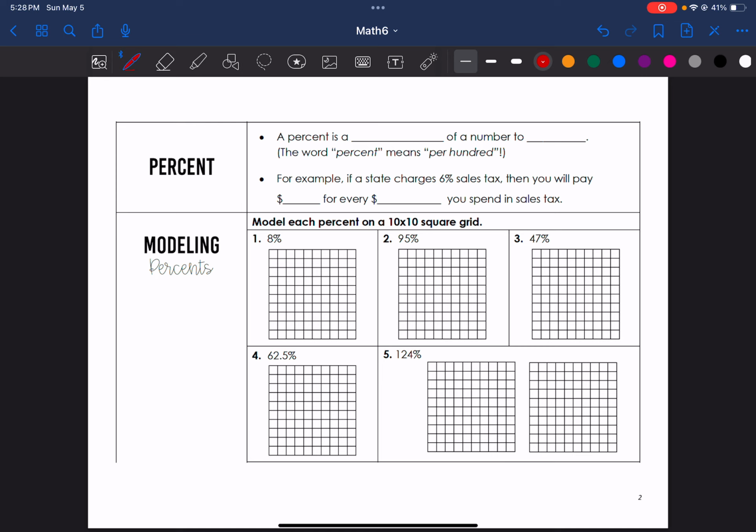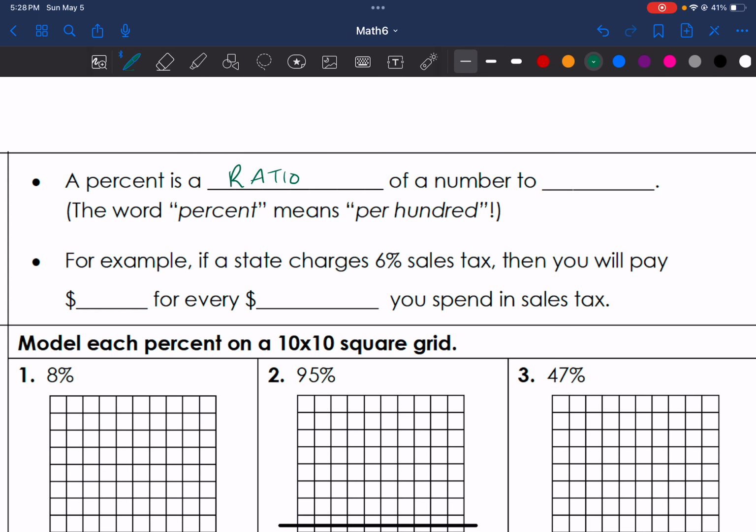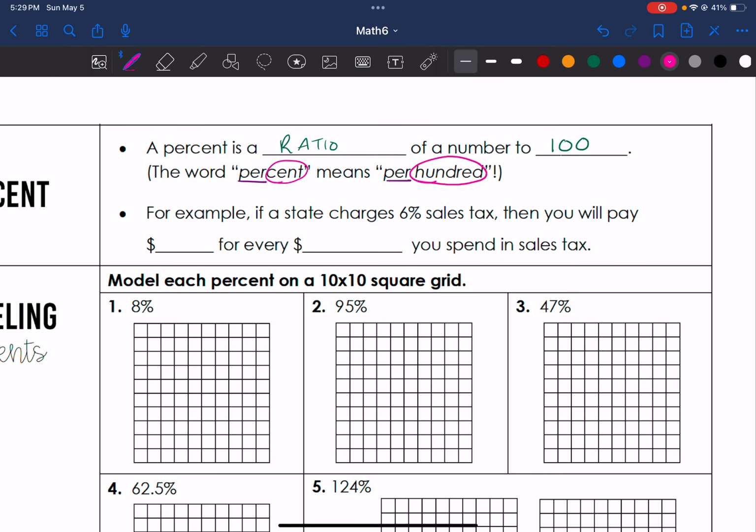So a percent is a ratio, and we learned about this before. Not always necessarily in fraction form, but when it is written in fraction form, that ratio is of a number to 100, right? The word percent means per, and then cent, like century, centimeter, so on and so forth, which is 100. So as an example, if the state charges 6% sales tax, that means you will pay $6 for every $100 that you spend. So if your item is $200, you're getting charged $12 extra for sales tax.